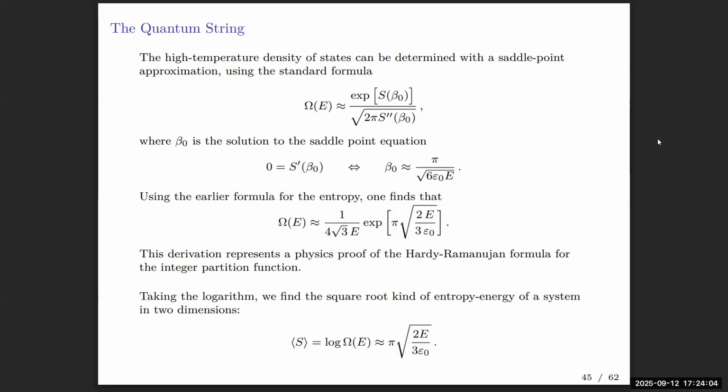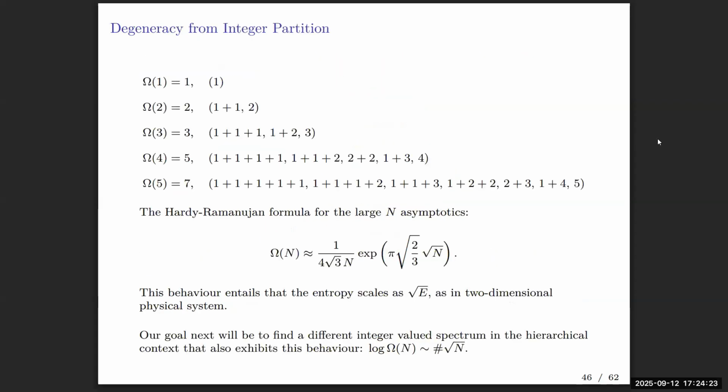So really you just get what's sitting inside the exponent, at leading order, okay? And this is the kind of behavior we want from a physical system, right? We want the entropy to scale as the square root of energy. This is like the behavior of a standard two-dimensional system. And my point is just that from the string, this comes about slightly non-trivially. So this is the Hardy-Ramanujan, right?